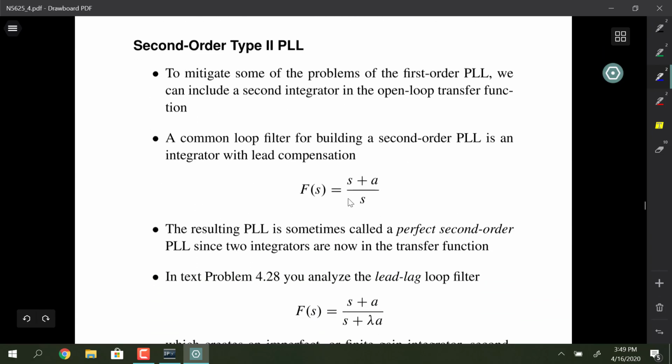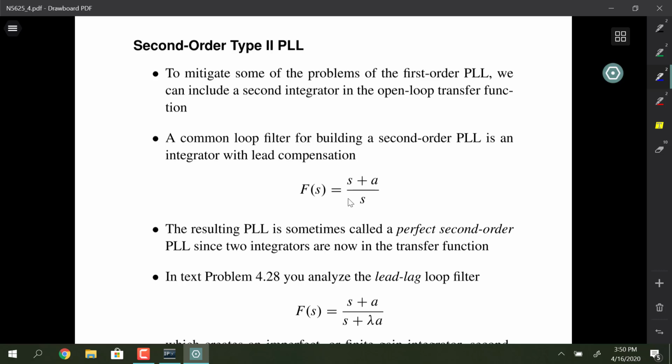So now we're going to look at a very popular second order phase lock loop. The first order phase lock loop has problems. One problem is it's always going to have a static phase error or a steady state phase error to tune to a frequency that's not the quiescent frequency of the VCO. And in most applications for coherent communications, that's not acceptable. We don't want any static phase error or steady state phase error.